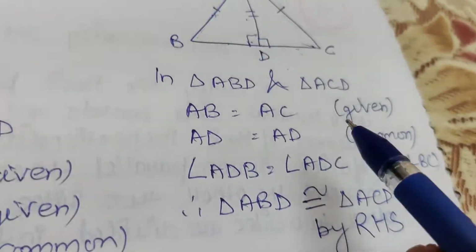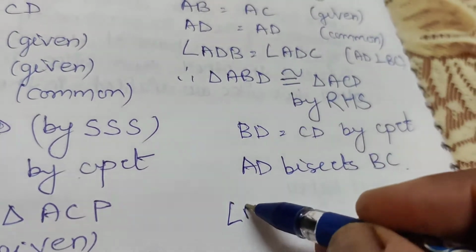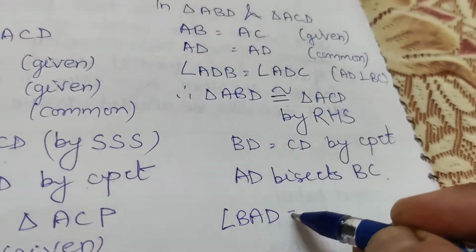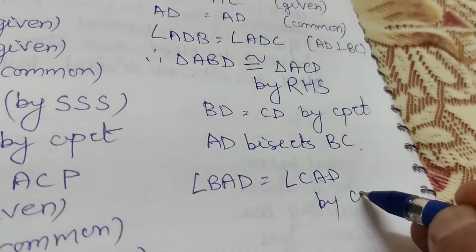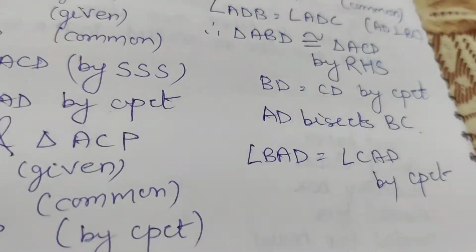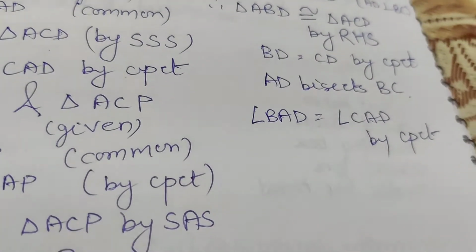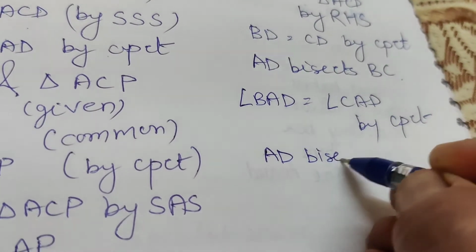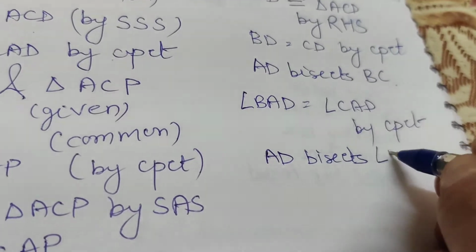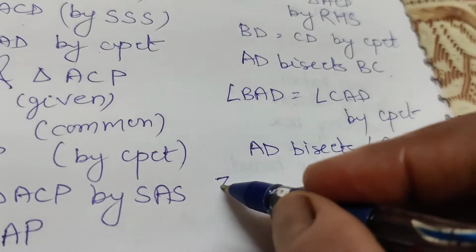Next, AD bisects angle A. It means angle BAD equal to angle CAD, also by CPCT. Now you can say AD bisects angle A. Proved.